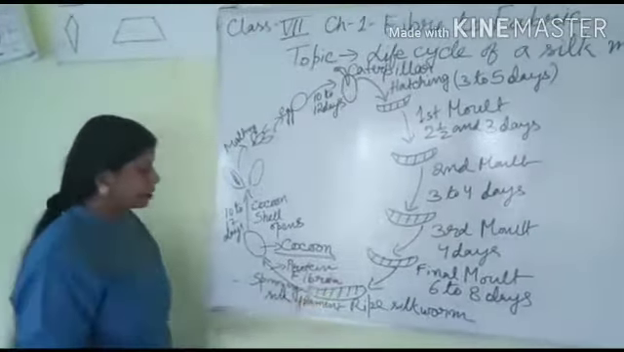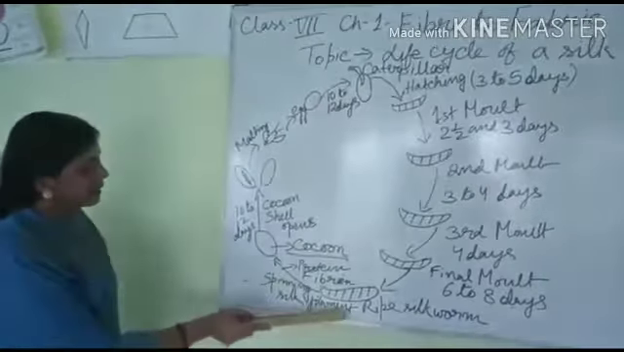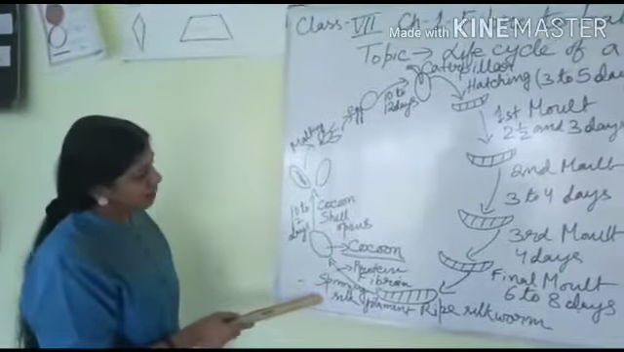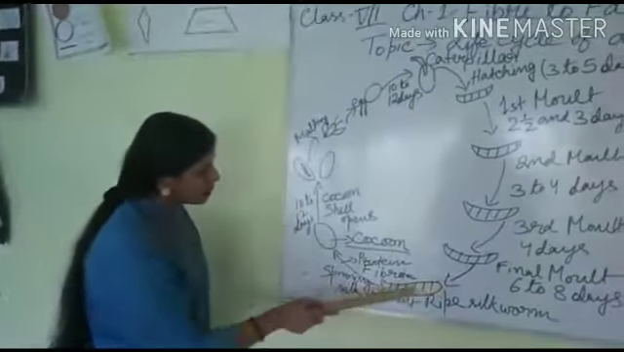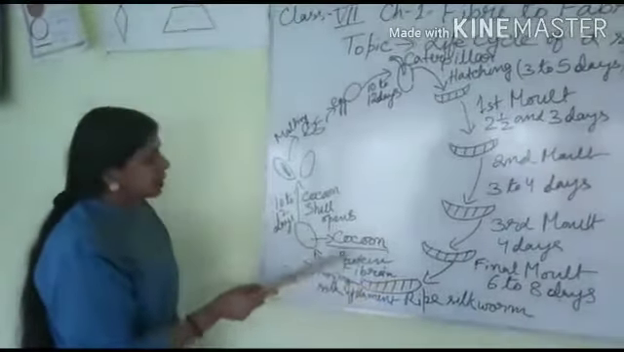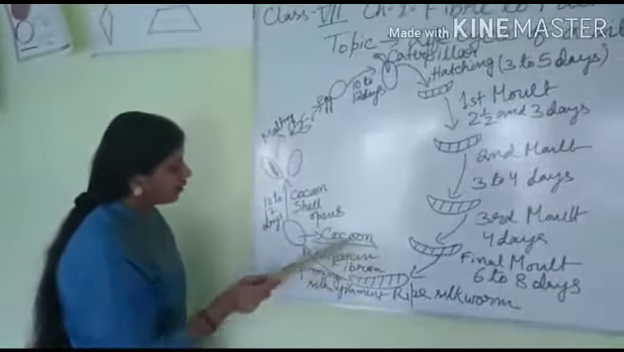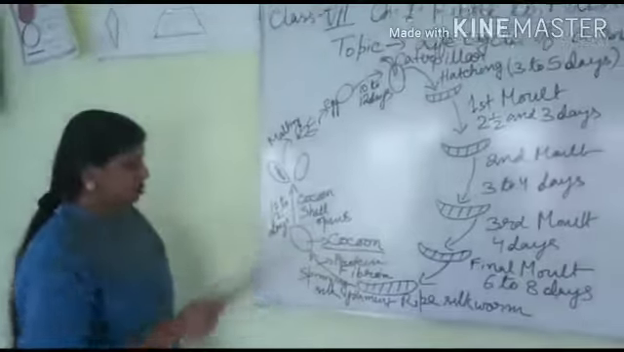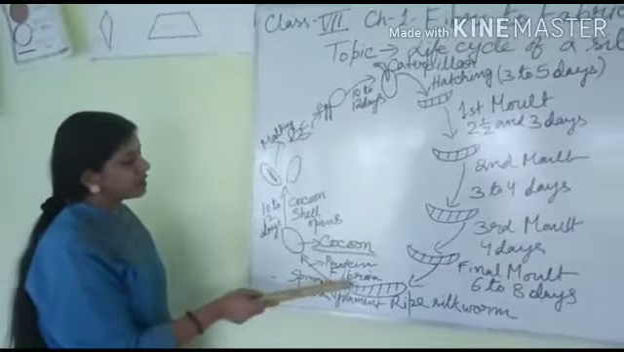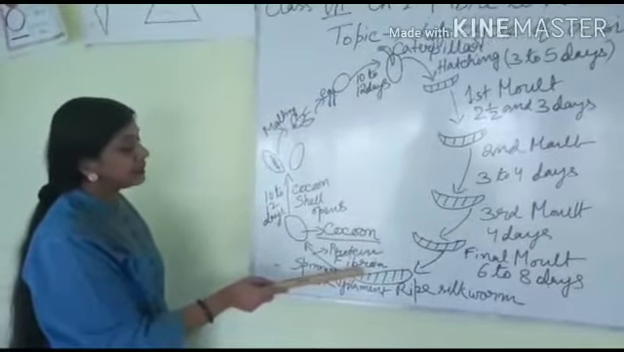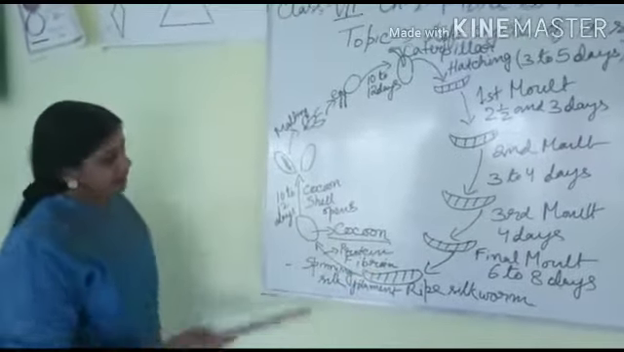At this stage, spinning of silk filament starts. What actually used to happen? From the silkworm, from its mouth, a special kind of protein comes out. The name of this protein is fibroin, which is responsible for making the silk fiber.